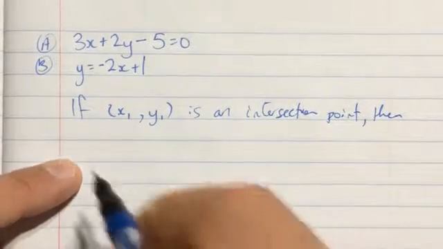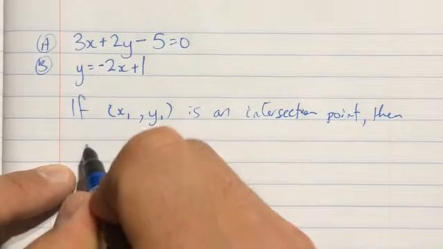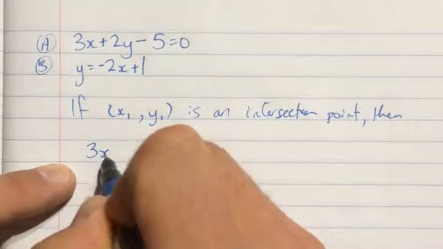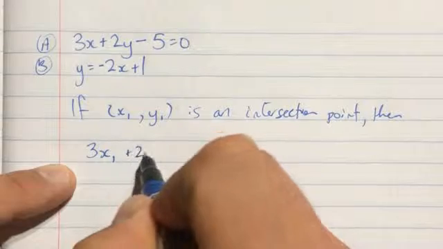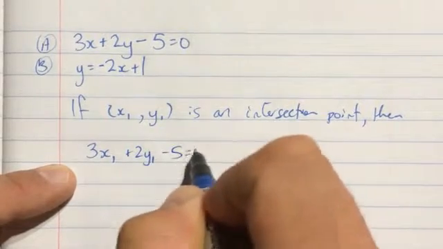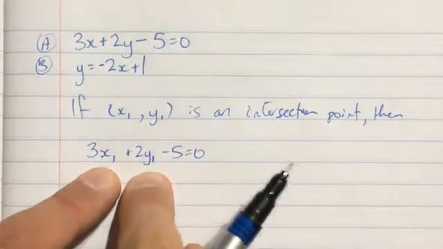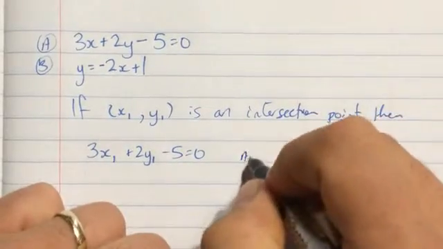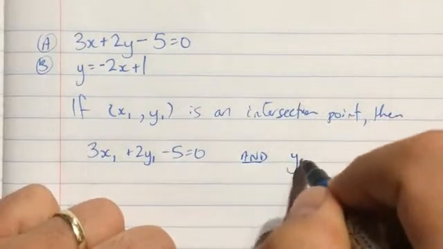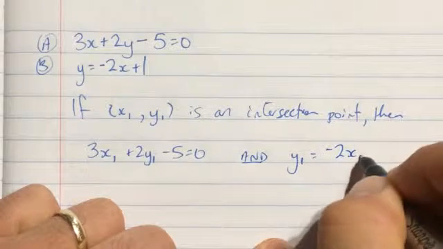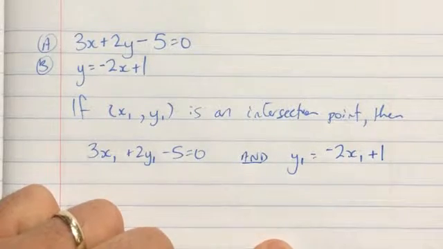If we have an intersection point, then we know that each equation is true at that point. So 3x1 plus 2y1 minus 5 equals 0. That is, x1, y1 satisfies the equation. And we also know that y1 is negative 2x1 plus 1.